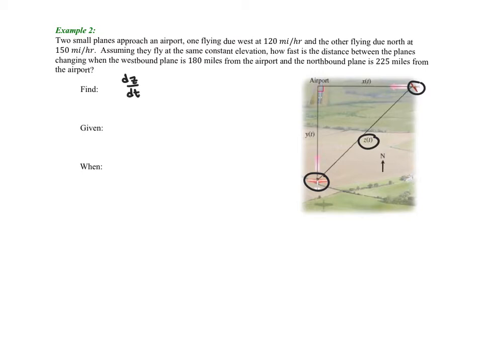Okay, we are given dx/dt. dx/dt is 120 miles per hour, and dy/dt is 150 miles per hour. Now, when the first plane is 180 miles from the airport, here's the airport, here's the first plane, and the second plane is 225 miles from the airport, here's the second plane.